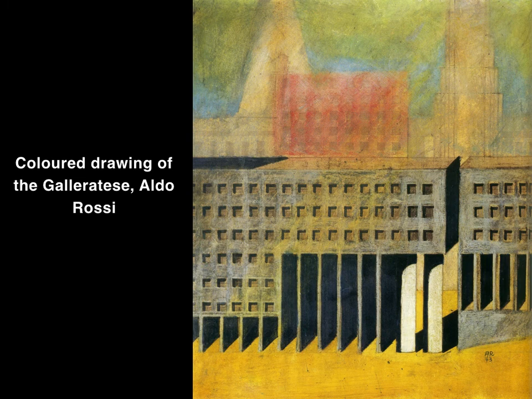This is a coloured drawing made by Rossi while he was working on the Gallaratese. It has some of the same mood of anticipation as de Chirico's painting. From some of the things he wrote, we can see that Rossi was interested in the kinds of spatial types that I'm discussing in these presentations.